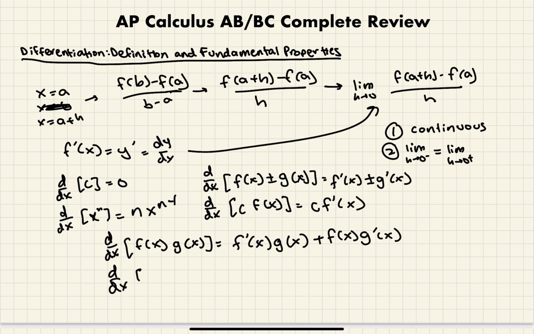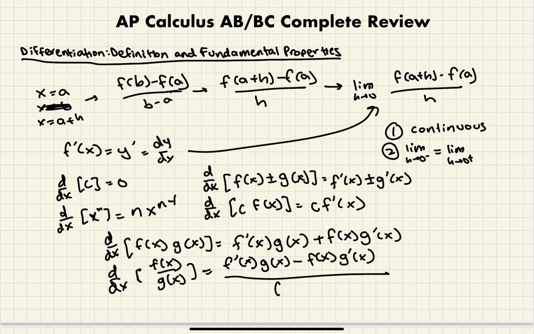And then d/dx of a quotient f of x over g of x is equal to, again, not obvious, f prime of x times g of x minus f of x times g prime of x, over g of x squared. So yeah, that's the product rule, that's the quotient rule there.